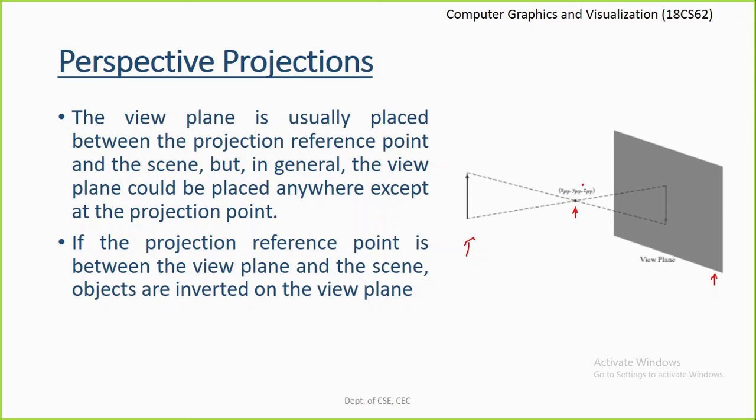So if the projection reference point is between the view plane and the scene, as shown in this particular diagram, the objects will be inverted onto the view plane. It will be upside down on the view plane. You can observe the direction of this arrow. It was pointing up here. Now in the projection on the view plane, the arrow is pointing downwards. So that is what happens if the projection reference point is placed in between the given object and the view plane.